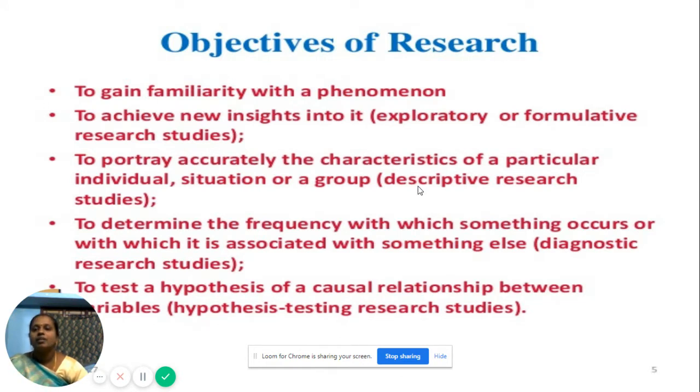Then second point, to achieve new insights into its study. We have to get clarified ideas, insight into the study. Then to portray accurately the characteristics of a particular individual, situation or group, as in descriptive studies, to gain accuracy about a particular character. If you're studying Shakespeare's play, The Tempest or Othello, and you take the Othello character and do research, what type of character he is, what type of man he is, where he comes from, what qualities he possesses. If you are studying that in order to gain accuracy about the character, that is also an aim of research.